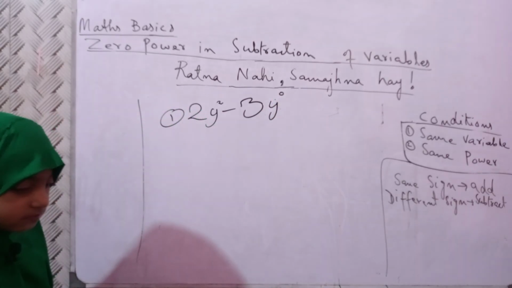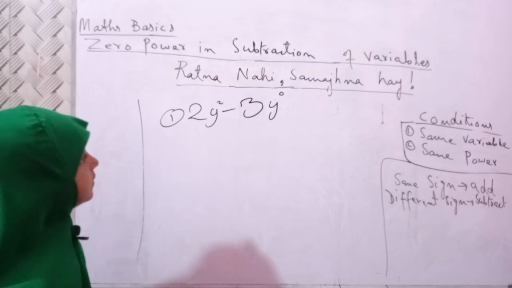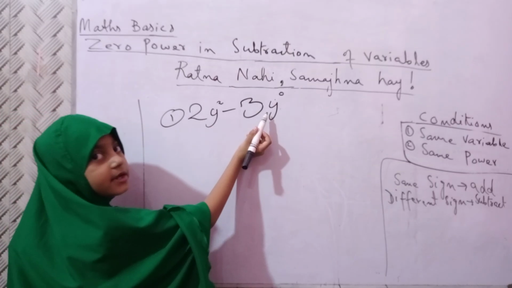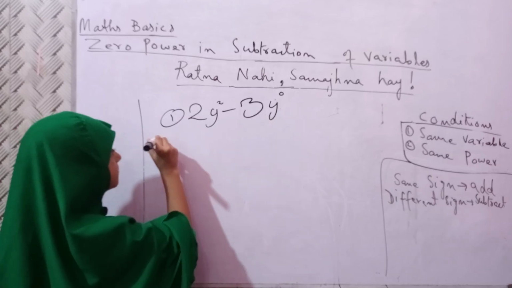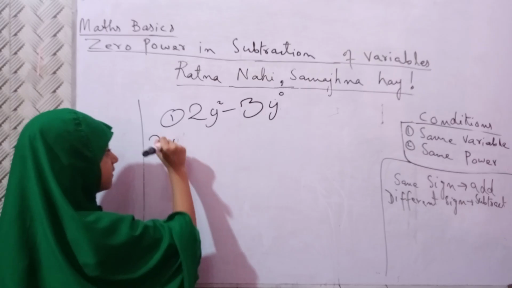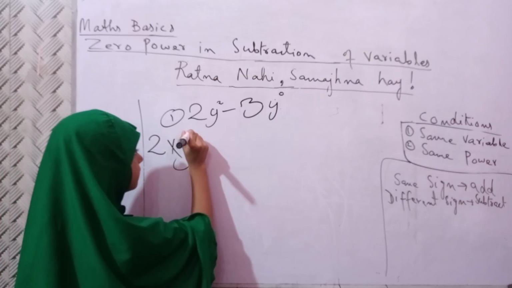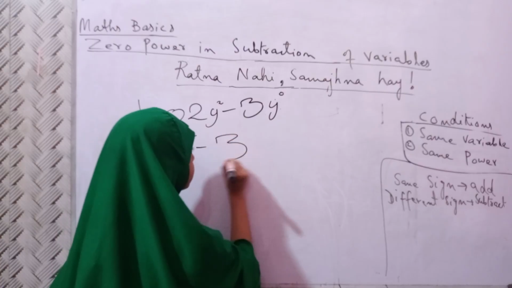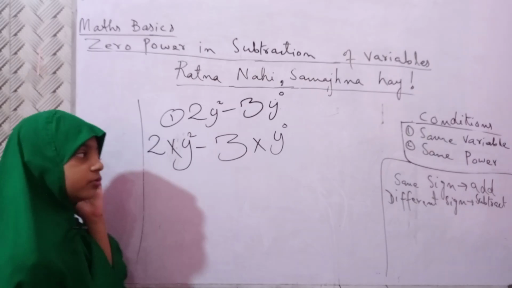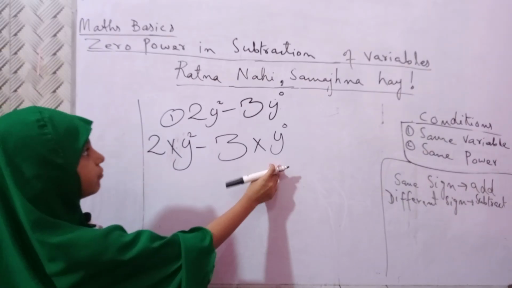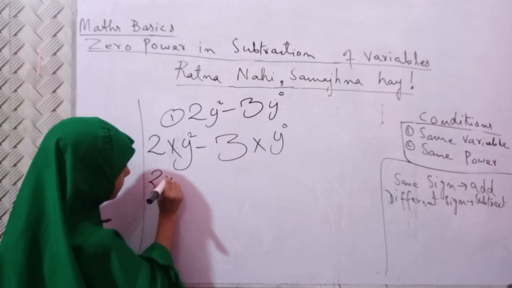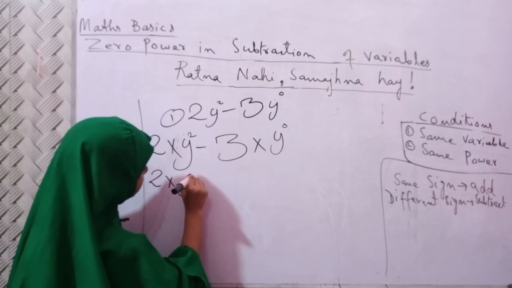Now, first of all, you know there is a multiply sign and there is a multiply sign too, and I'm going to show it. And you know too, the variable has zero power. It means it fully becomes 1. No need to tell you.